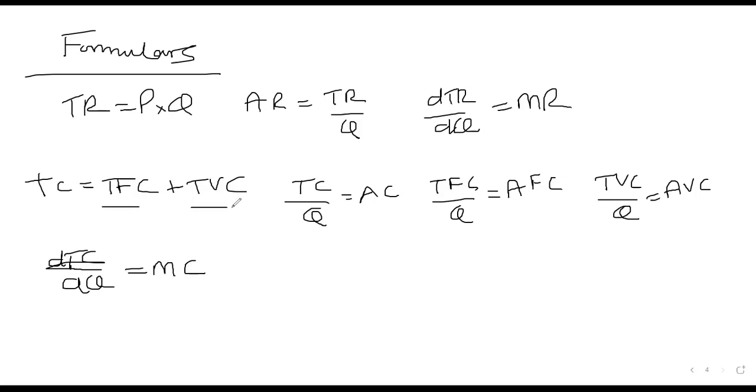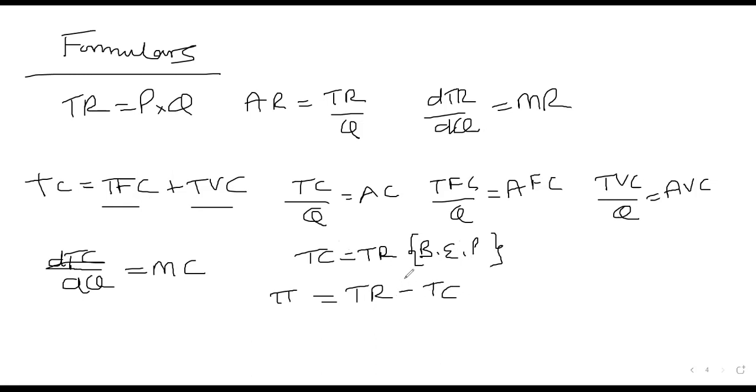Any firm has 2 types of costs: a fixed cost, which doesn't depend on production, and the variable cost, which depends on production. Whenever a total cost is equal to the total revenue, we call this a break-even point. You are making a 0 profit. It's a break-even point. Profit is simply when we subtract our total revenue minus our total cost.